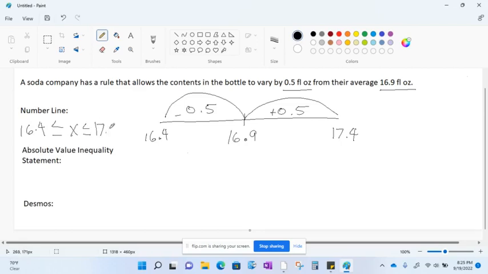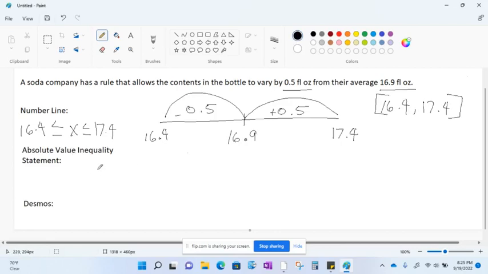to 17.4. With this number, we could also write it as an interval notation, which would look something like 16.4, comma 17.4, and this would all be in brackets because both of these numbers are included in our equation.